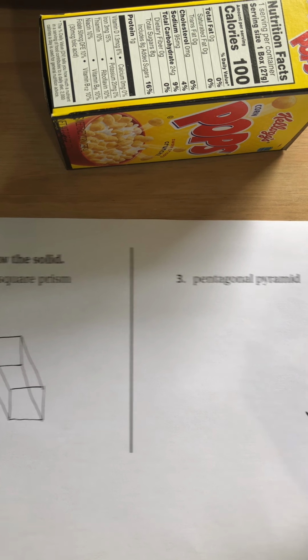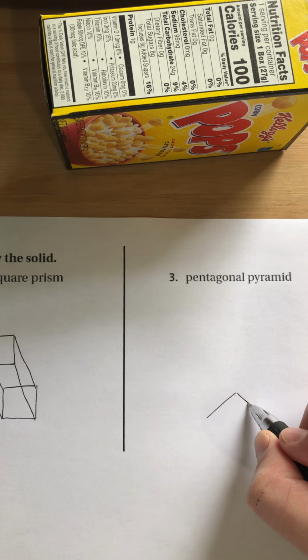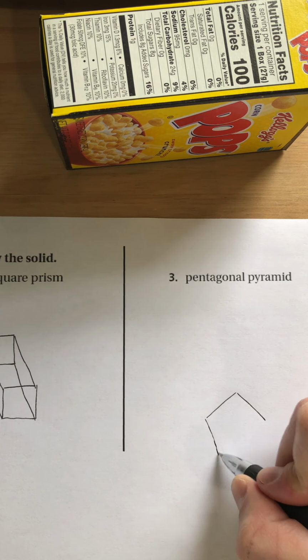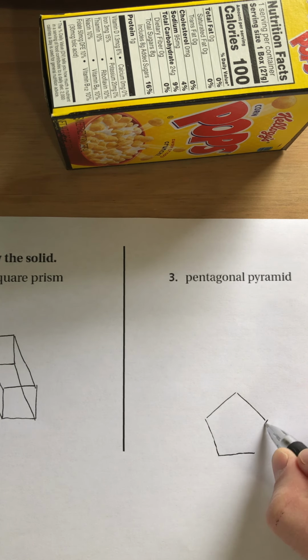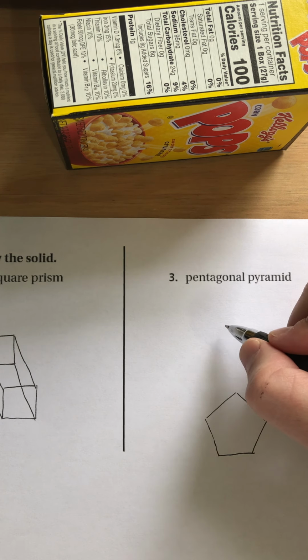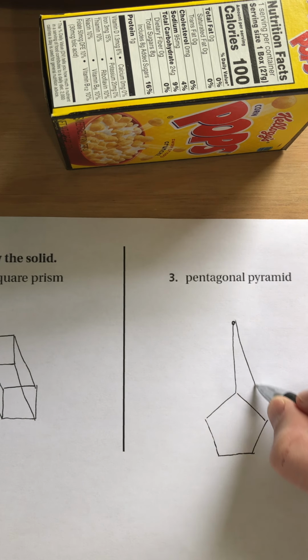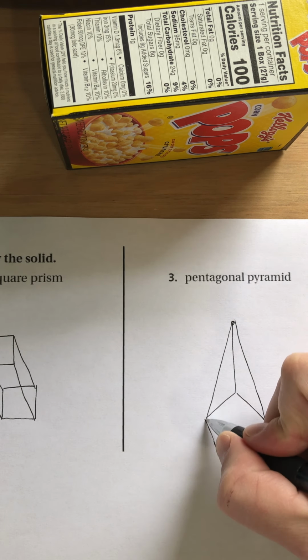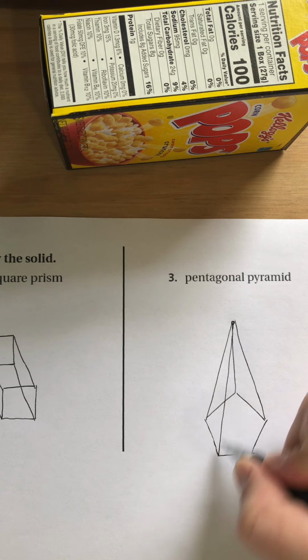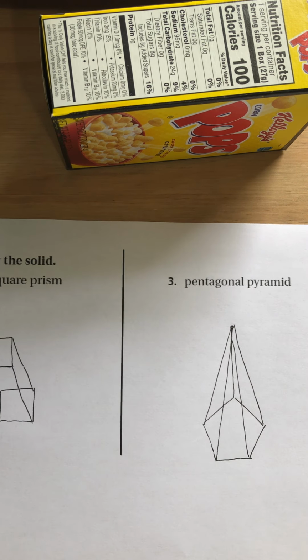Pentagonal pyramid. Now I know a lot of you might have had some trouble drawing a pentagon, but remember a pentagon doesn't have to be a regular pentagon. It could be any five sides. I'll try to draw as close to a regular pentagon as I can. And then I'm going to draw my point up here and I'm going to connect all my vertices to that point. Again, this would be much easier with a ruler. All right, and there we go, pentagonal pyramid.